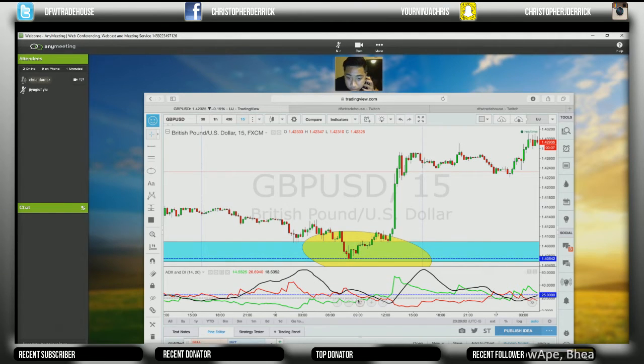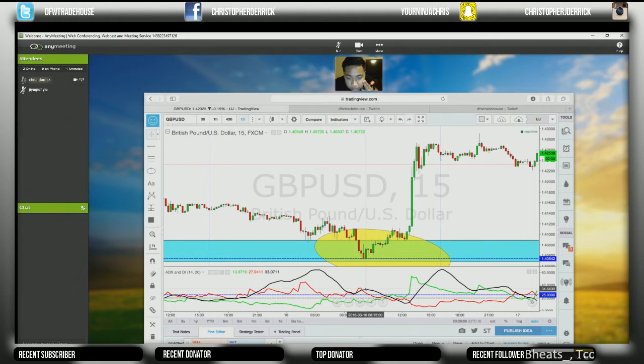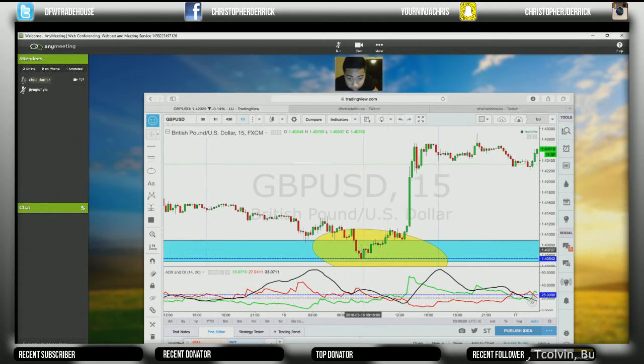You just look at the momentum of what's going on. You see that literally it's losing momentum because the red is coming down and the green is coming up. Use that for confirmation.